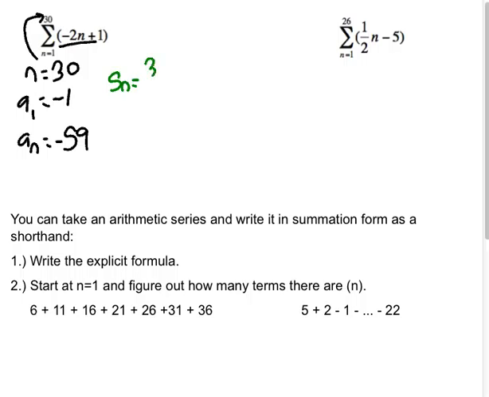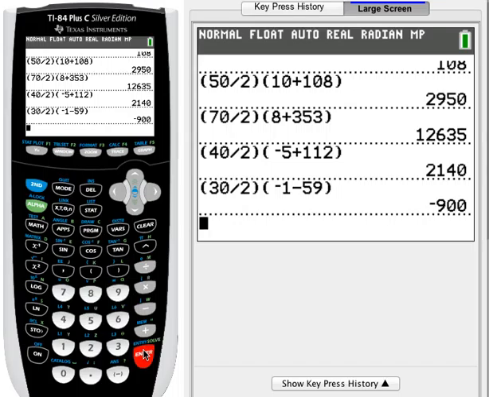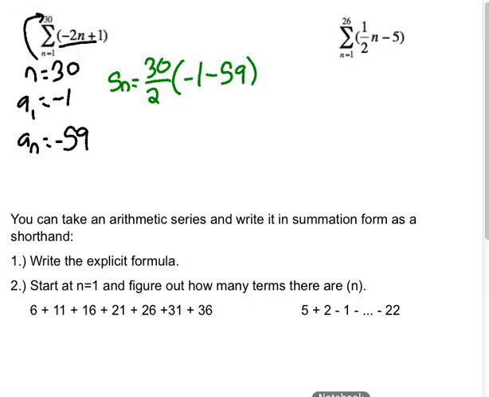All right, so number of terms divided by 2, first term plus last term will give me that. So let's type all of this in. 30 divided by 2, negative 1 minus 59. It's going to give me an even negative 900.